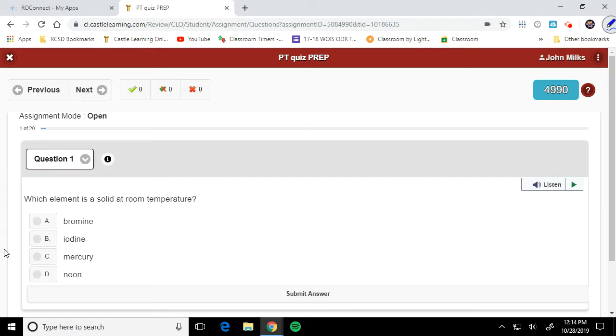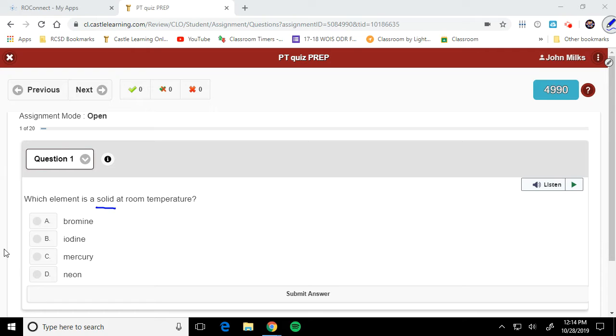So it says, which element is a solid at room temperature? I'm thinking phase right off the bat. Solid is one of the particular phases. I asked you to memorize the phases by first memorizing the two liquids and then the few gases, and then everybody else is a solid. And we just happen to be looking for a solid.